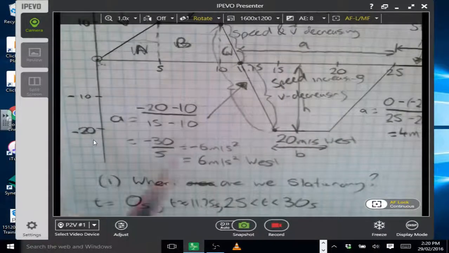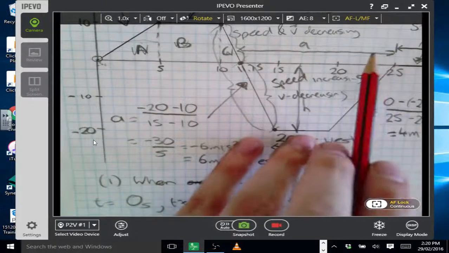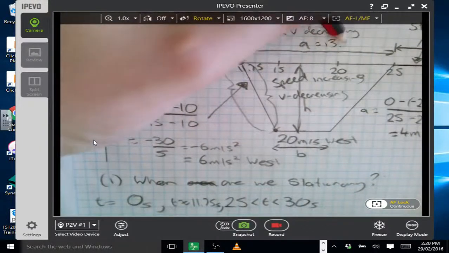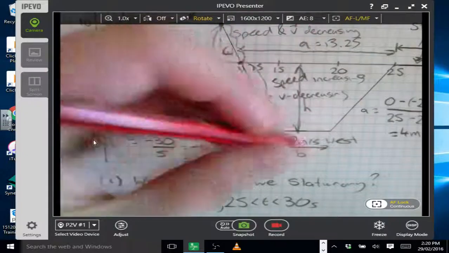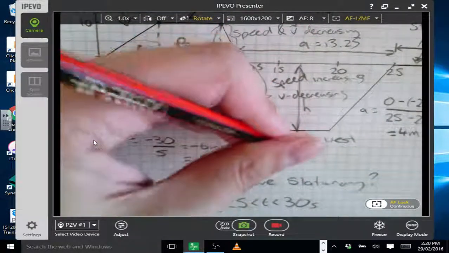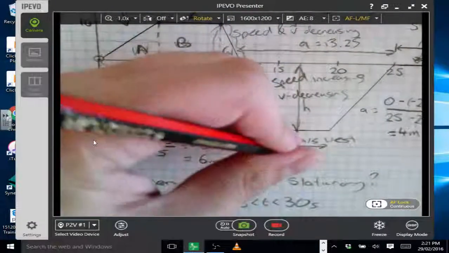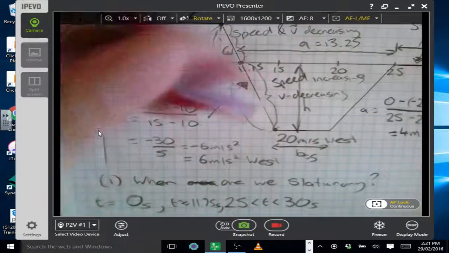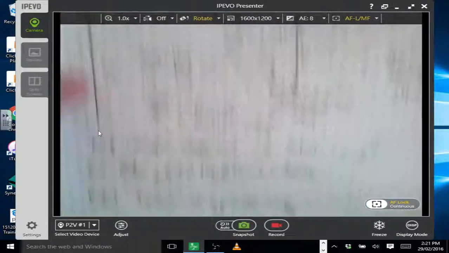So A is, let's go back to that. All right, so it's 11.75 and 25. So I'll subtract that. 25 take 11.75 is 13.25. And the bottom part is just 5 seconds. So B is 5, A is 13.25, and the height is 20. Okay, so let's substitute that in there.